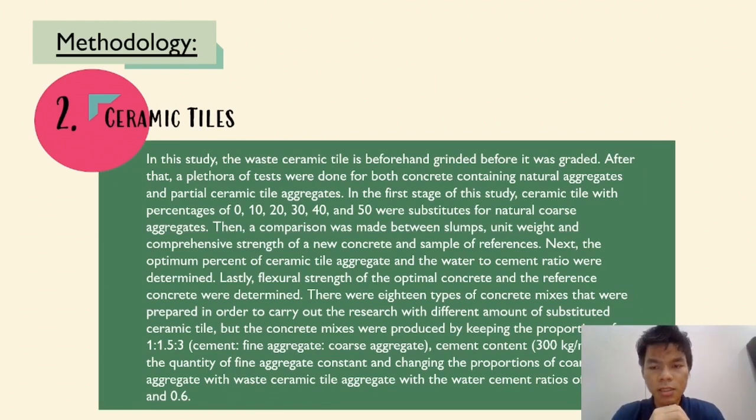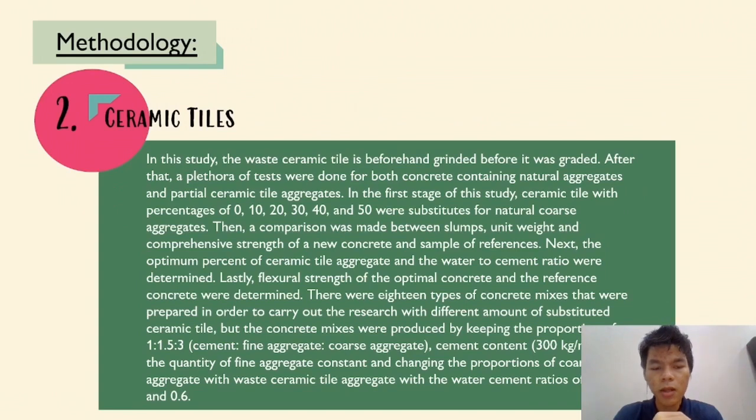In the first stage of this study, ceramic tile with percentages of 0 to 50 were substitutes for natural coarse aggregates. Then a comparison was made between slump, unit weight, and compressive strength of the new concrete and sample references, which are the normal concrete. Next, the optimum percent of ceramic tile aggregate and the water to cement ratio were determined. Lastly, flexural strength of the optimal concrete and the reference concrete were determined.